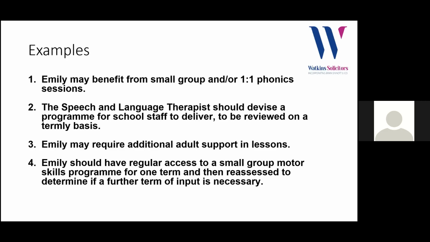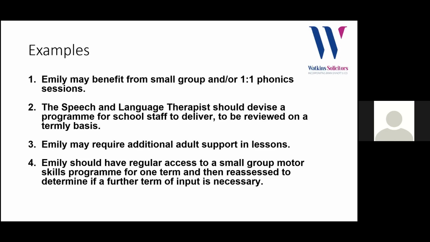Because if Emily did not receive any social skills work in a small group or any one-to-one phonics sessions, it seems to me it's very difficult for parents to challenge this because nobody knows what's going to be delivered. So I hope that all of you listening today can see how vague and hopeless that is.